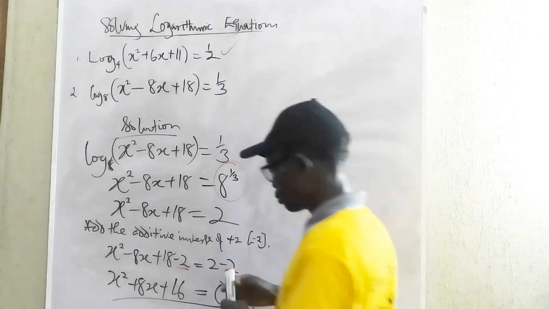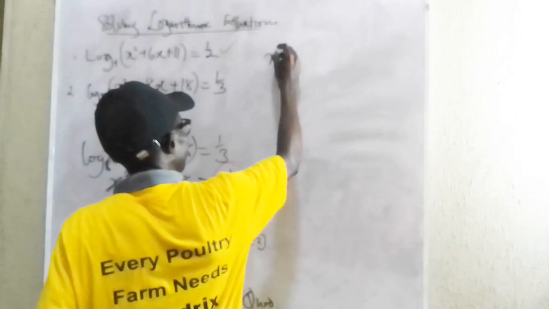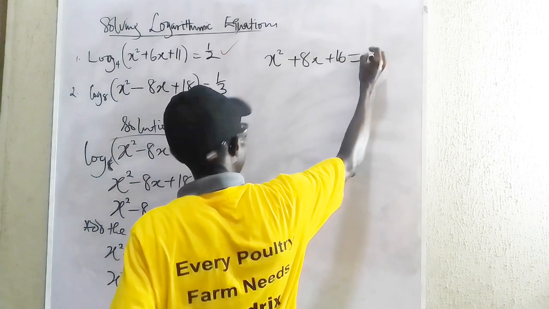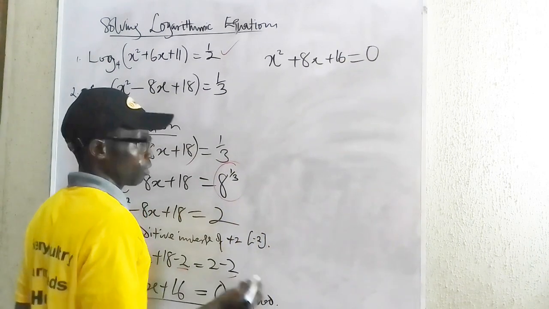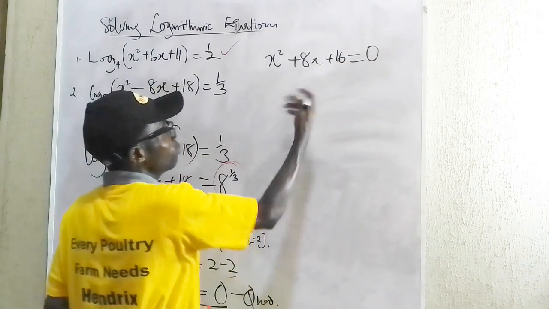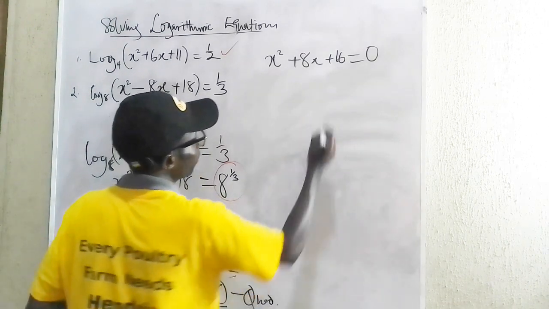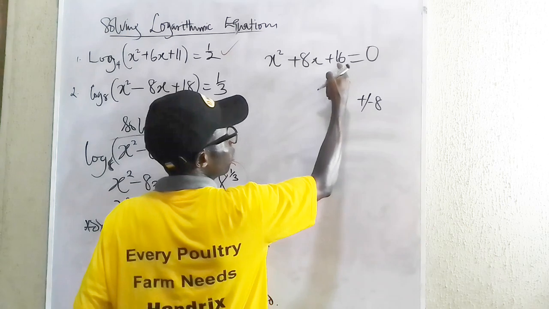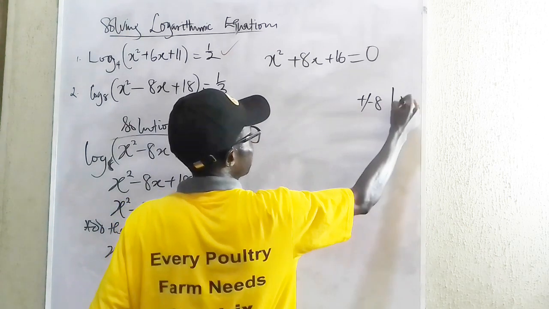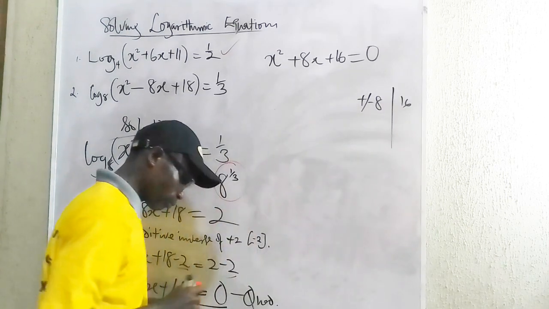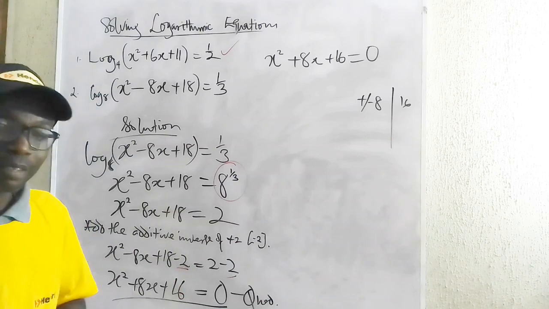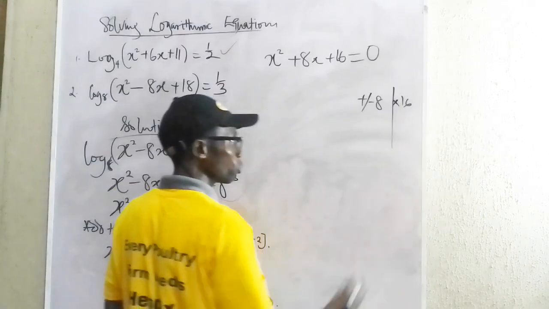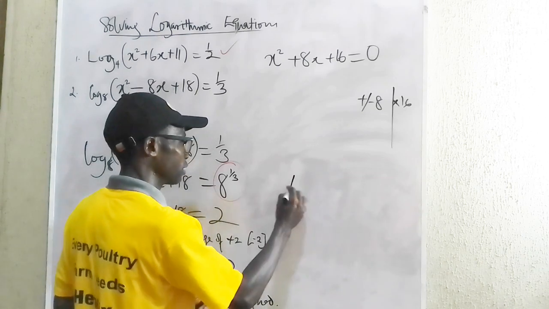Now, from the quadratic equation we have x raised to the power of 2 plus 8x plus 16 is equal to 0. Now, we look for two numbers that when you add them or subtract, you get 8. When you multiply them, you will have 16. Now, let's start with the multiplication side of it. What and what do I multiply to give me 16?